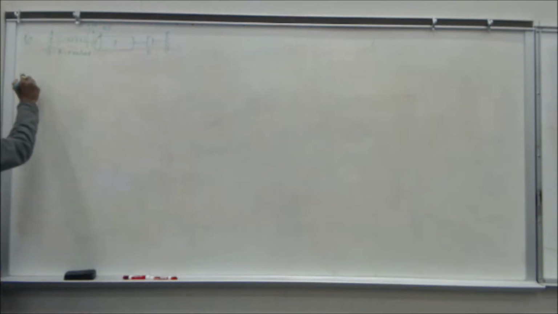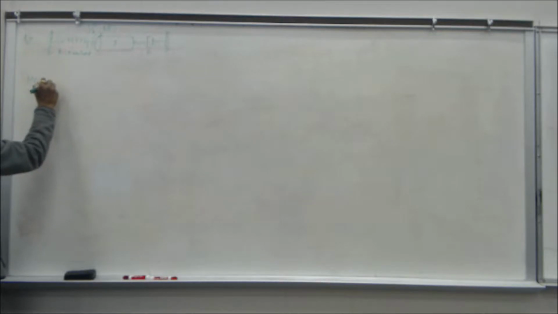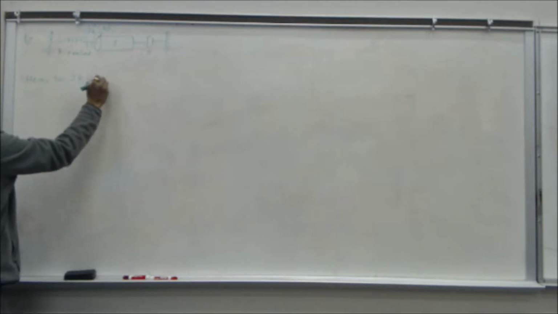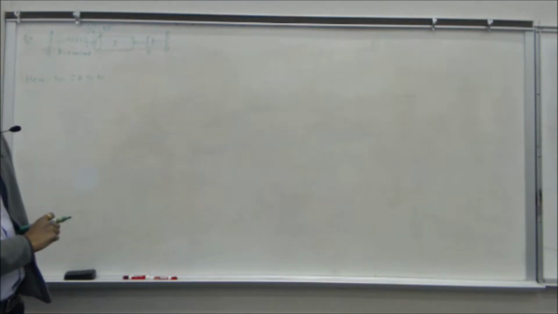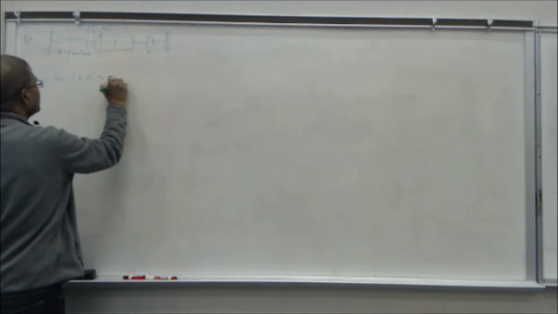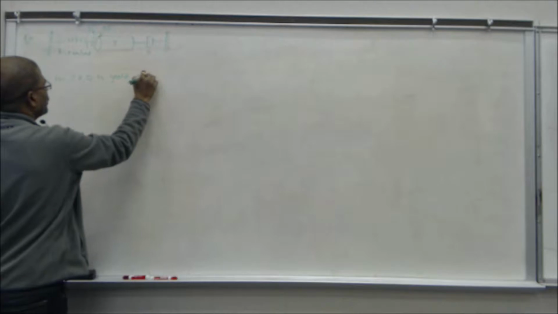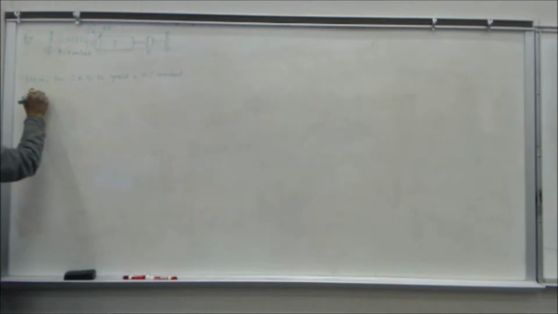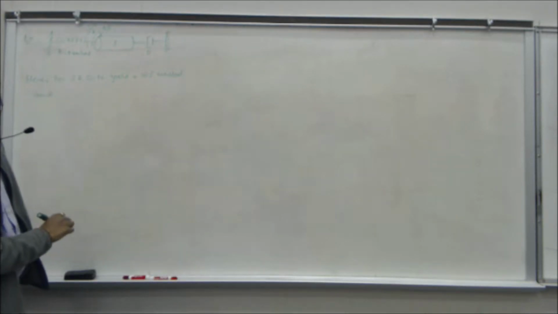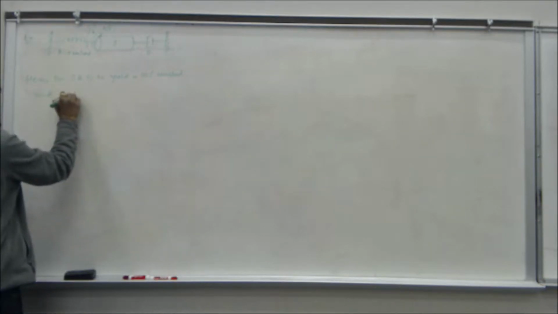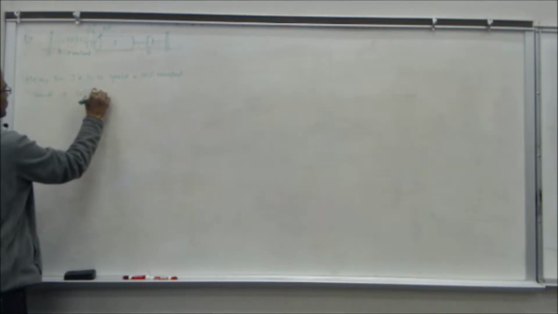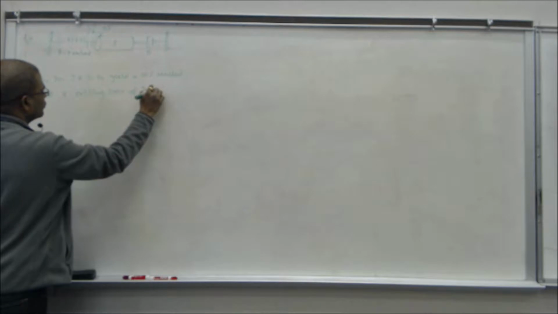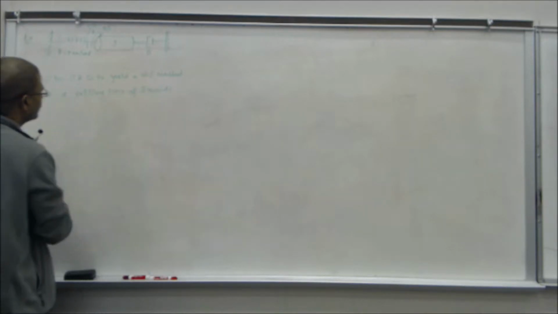The question could be something like: find J and D to yield a 20% overshoot and a settling time of 2 seconds. Okay.